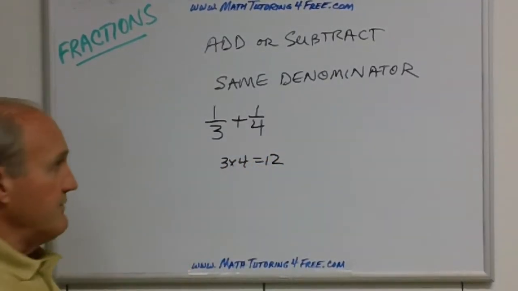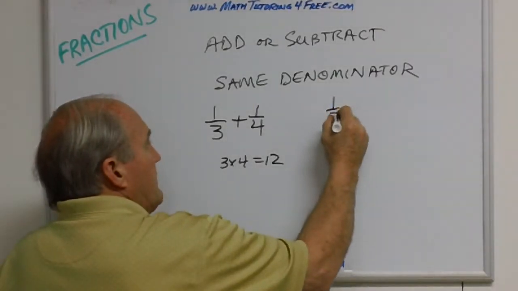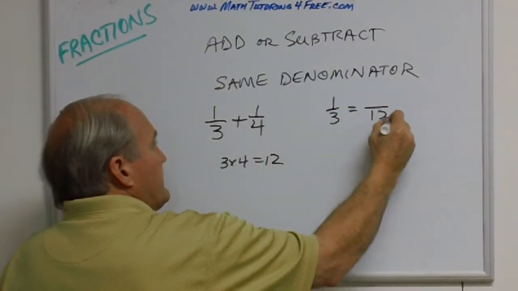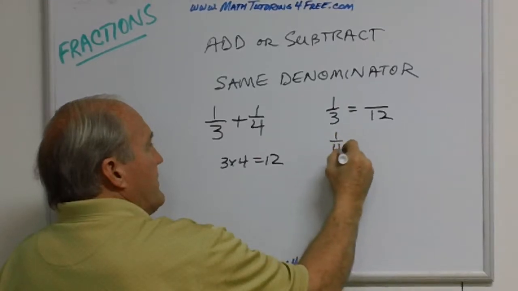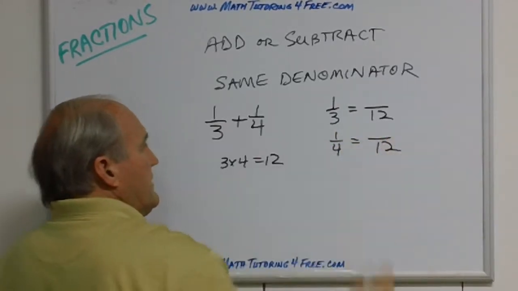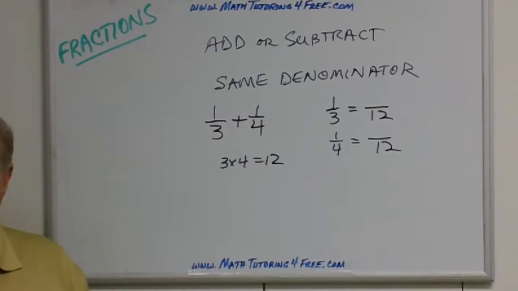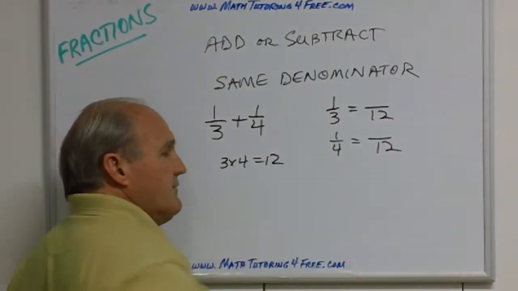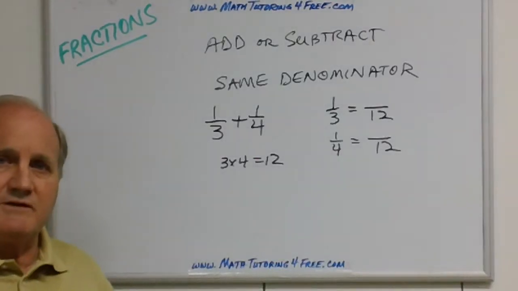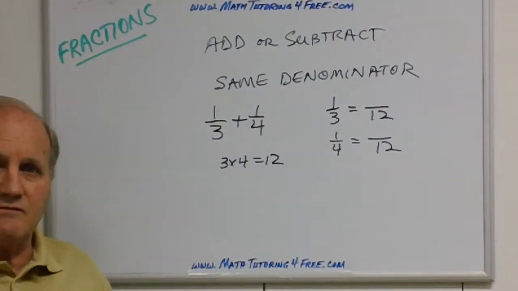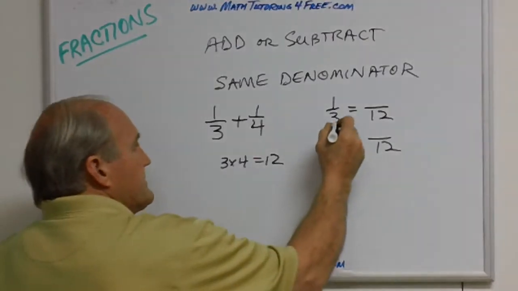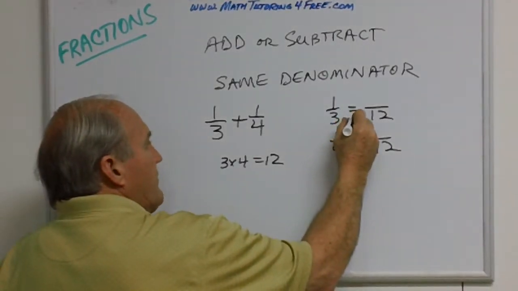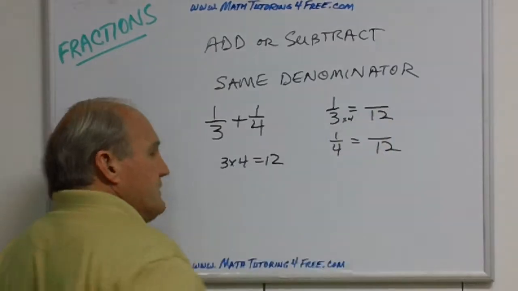If we convert 1/3 to 12ths, and we convert 1/4 to 12ths, then we can add the two fractions and get a total. How do we determine that? In order for 3 to become 12, what do we have to do to that 3? We multiply it by 4. 3 times 4 is 12.